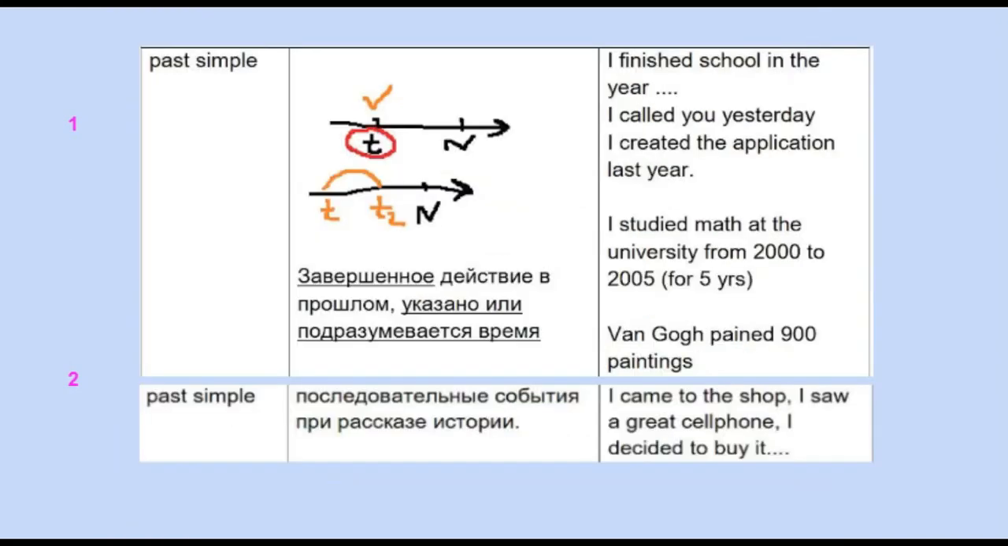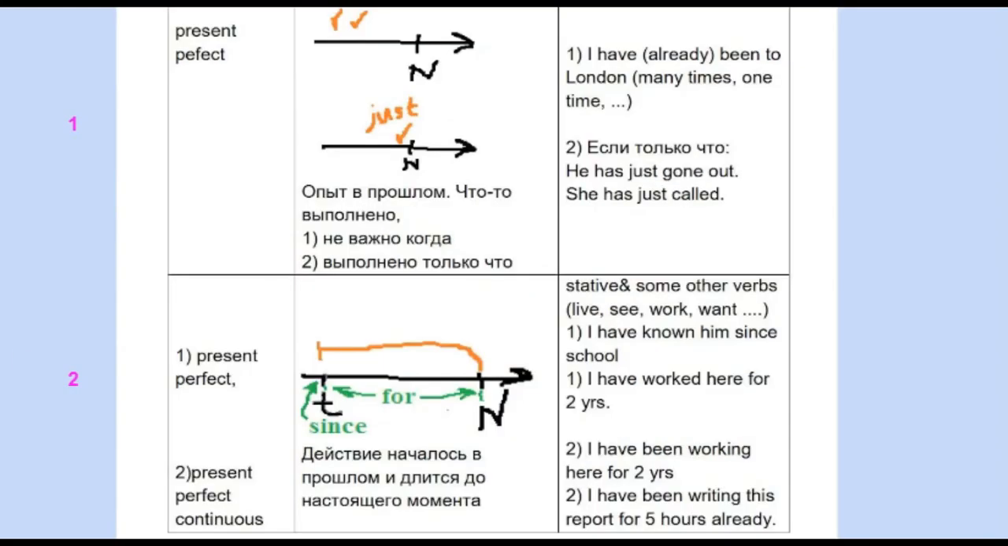Let's see here. This diagram may show the sentence I worked here for 2 years. Ця діаграма може означати речення я працював тут 2 роки. І це буде означати, що я вже не працюю там. I worked. Past simple. Так? Past simple, вже не працюю. Present perfect. I have worked here for 2 years. Means я ще працюю. Означає я ще тут працюю. Вже 2 роки і ще працюю. Okay.